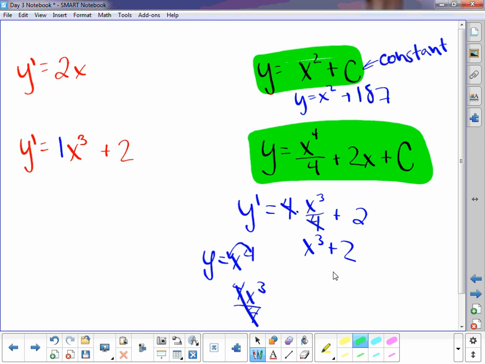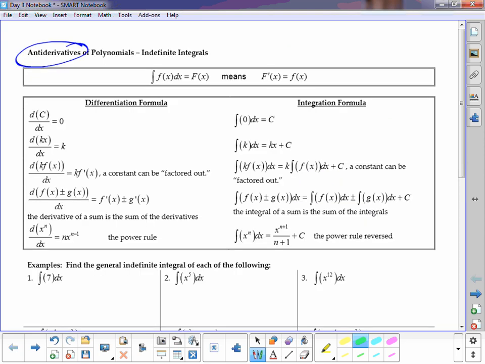So let's go ahead and combine this together. Let's take a look at that. So that's what we have here. The integral of f of x dx equals F of x means that if I were to take the derivative of my result, I should get this original function. So this F of x, this is my antiderivative. This is the function that when I take the derivative of it, gives me that inside function.